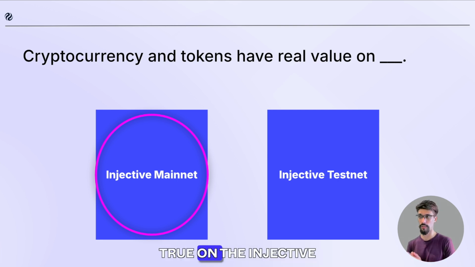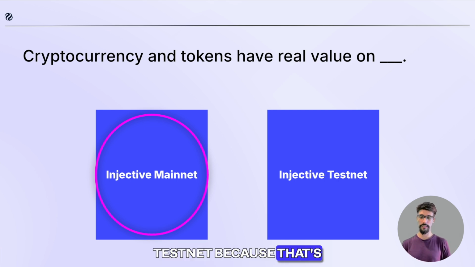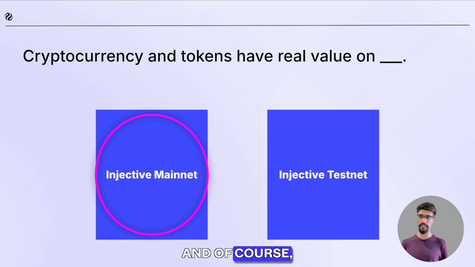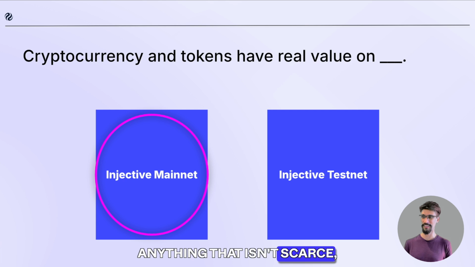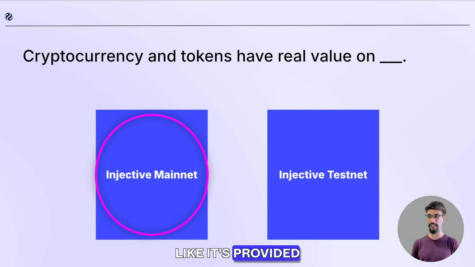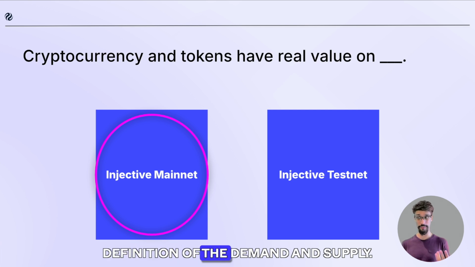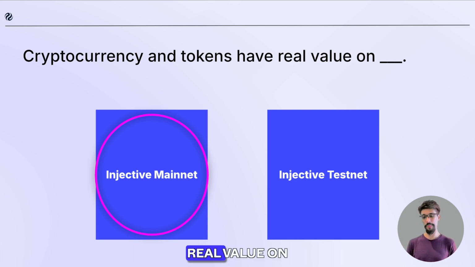That is not true on the Injective testnet, as with any other blockchain testnet, because that's essentially provided as a testing or staging environment. So you have things like faucets, etc., so you can get your currencies for free. And of course, anything that isn't scarce, like it's provided for free, that makes it not valuable by definition of demand and supply. So yeah, real value on mainnet and test value on testnet.